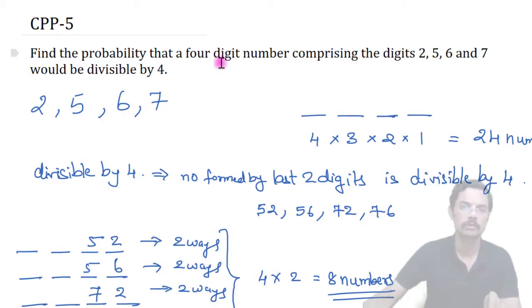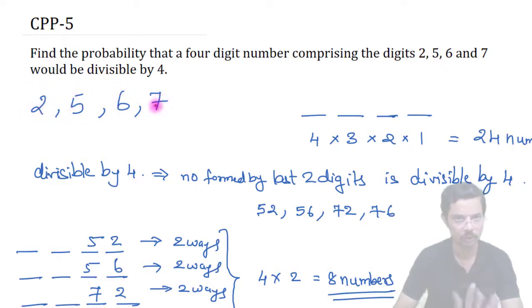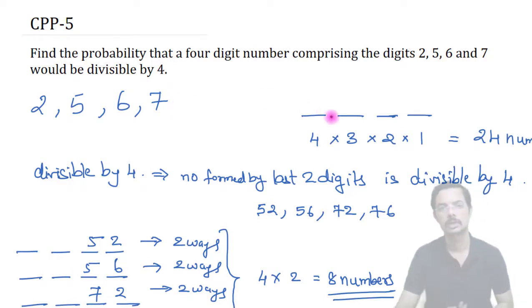Find the probability that a 4-digit number comprising of the digits 2, 5, 6 and 7 would be divisible by 4. We need to find the probability that a 4-digit number should comprise of the digits 2, 5, 6 and 7. So it clearly implies that all 4 of these digits should be used. So it could be either 2, 5, 6, 7, or it could be 5, 2, 6, 7, or it could be 6, 5, 2, 7 or like that. Okay, so all 4 digits will be used in these places.